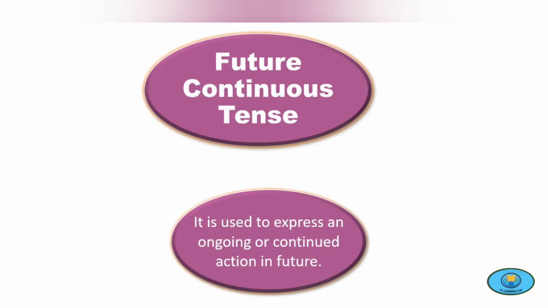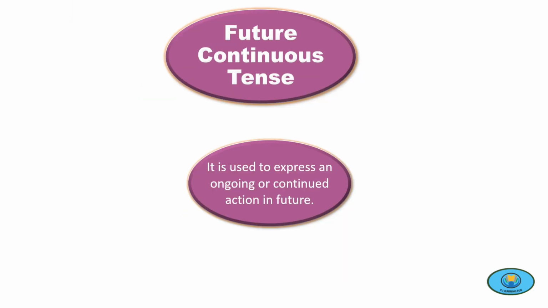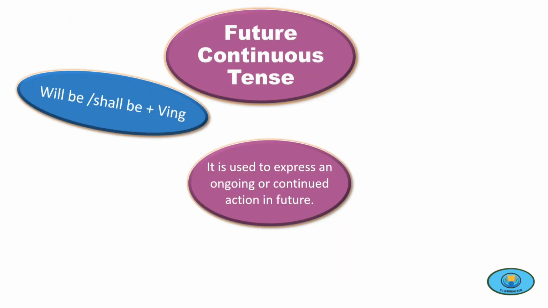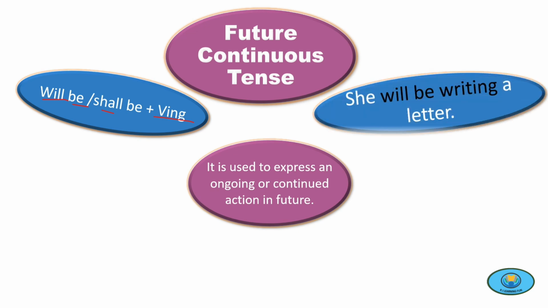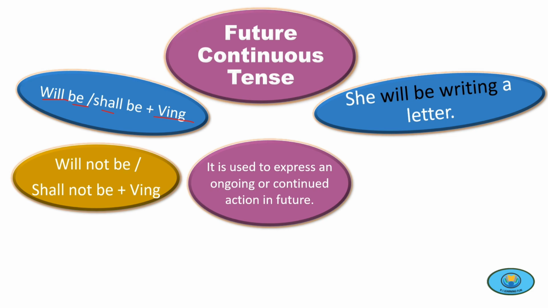Next tense is future continuous tense. This tense is used to express an ongoing or continued action in future. We use the future continuous tense to talk about something that will be in progress at or around a time in the future. The rule of this tense is will be and shall be plus ing form of the verb. So after the helping verb will and shall, you will add be, and because it is a continuous tense, that's why you will use the ing form of the main verb. The example is she will be writing a letter. And in a negative sentence, very simple, you will just add not after the helping verb will or shall.